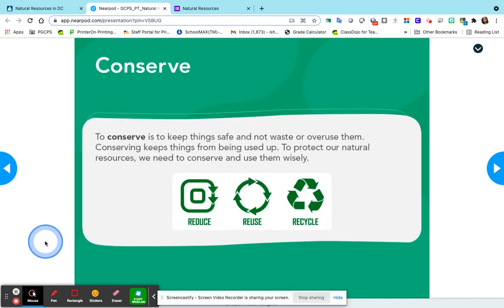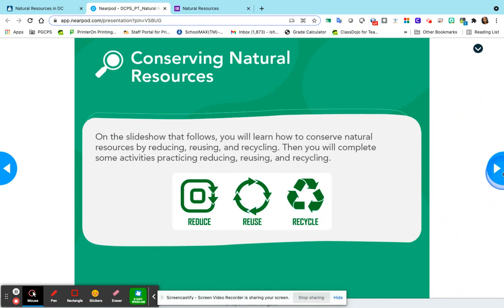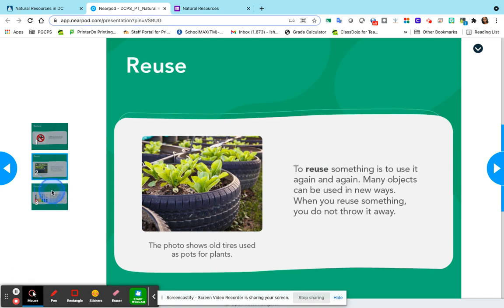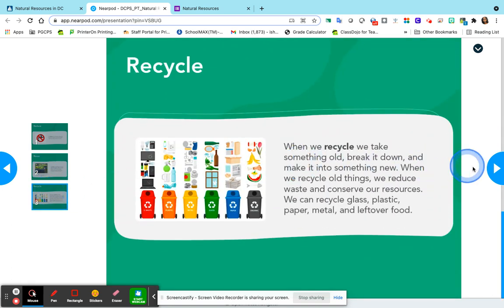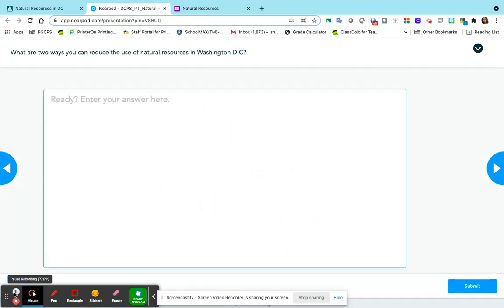Afterwards, students will learn what it means to conserve. Now, students will complete an open-ended question. What are 2 ways you can reduce the use of natural resources in Washington, D.C.?